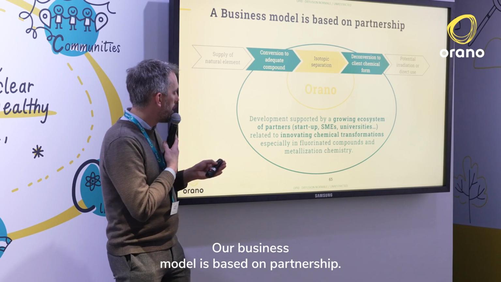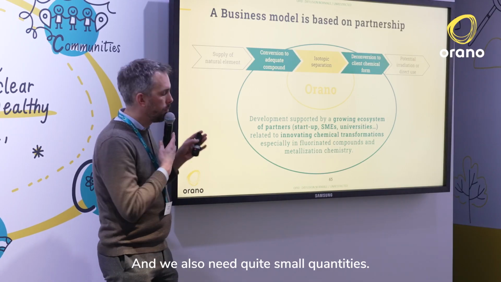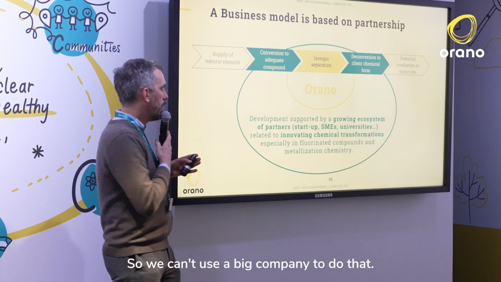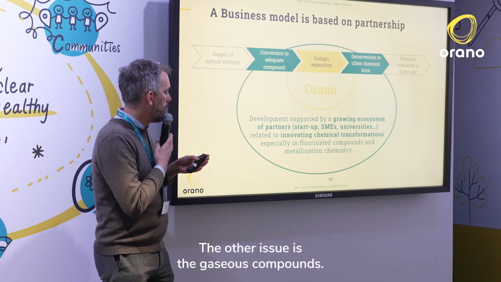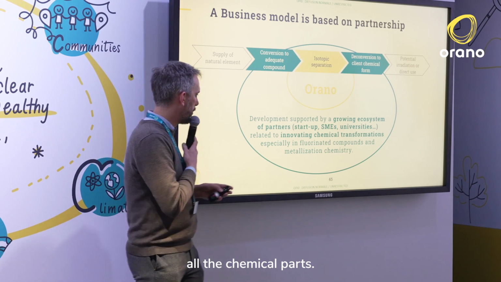And our business model, as we said, is based on partnership. We do the isotopic separation on our own, with our technology or with technology we develop, but the IP stays within Orano. But we have a lot of partners, like startups, universities, and small companies, who work with us especially to convert to the adequate compound and afterwards to do the deconversion. Why? Because we need really high chemical purity, very specific physical characteristics, and we need quite small quantities. In fact, the output for isotope separation is in the range of kilograms per year. So we can't use a big company to do that. And the other thing is that the gaseous compounds are usually things you don't find in normal companies, so you have to develop all the chemical part.